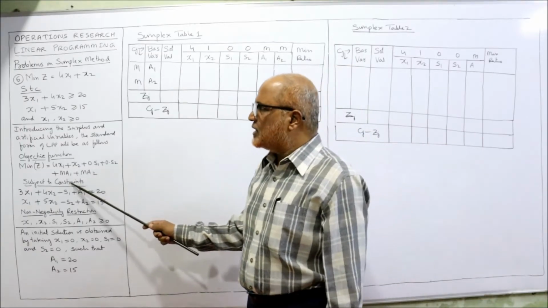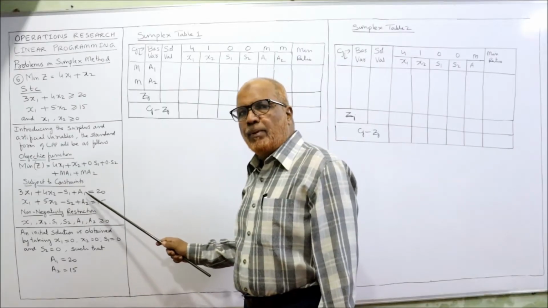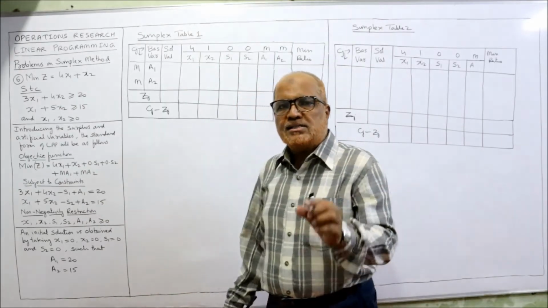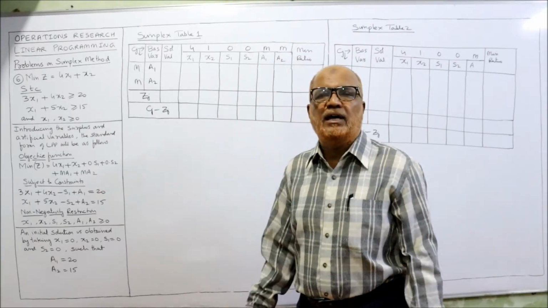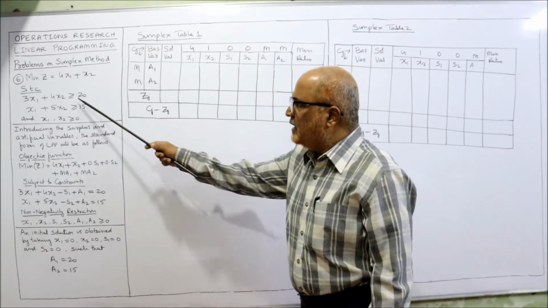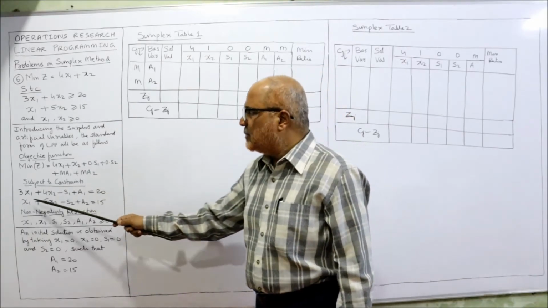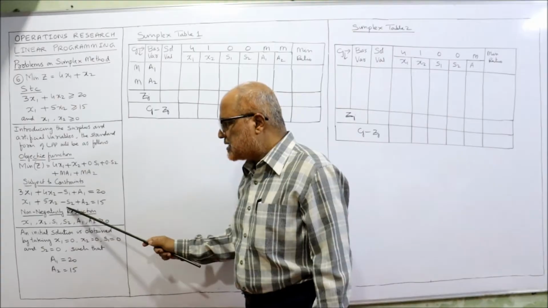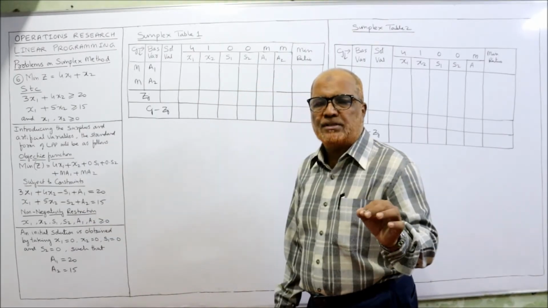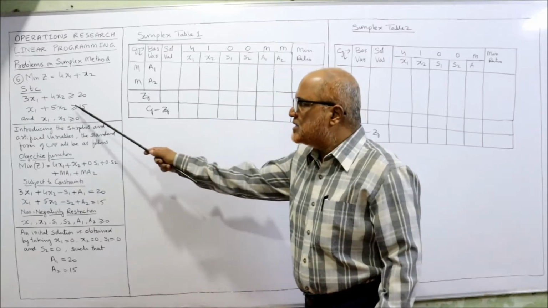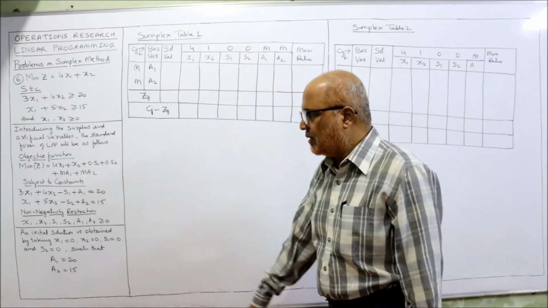Now subject to constraints 3x1 plus 4x2 minus s1 plus a1. So this surplus and artificial variable have to be introduced in order to remove the inequality. This is the inequality and we are making it equation, right? Similarly, x1 plus 5x2 minus s2 plus a2 is equal to 15. So main purpose is to remove this inequality, we have to include the surplus variable and artificial variable.